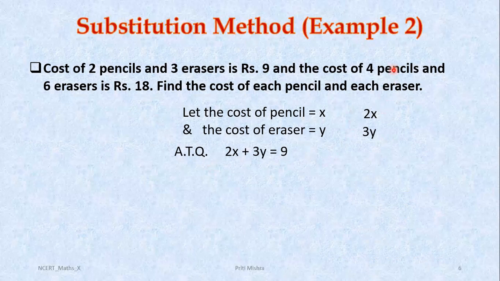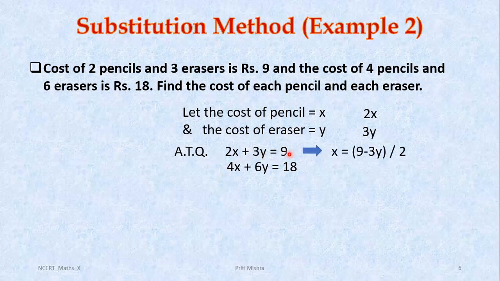In the same way, they are saying the cost of 4 pencils and 6 erasers is 18 rupees. So we can write 4x plus 6y is equal to 18. So these are our pair of linear equations in two variables. Now, as we have to solve it by the substitution method, we need to find the value of one variable in terms of the other.